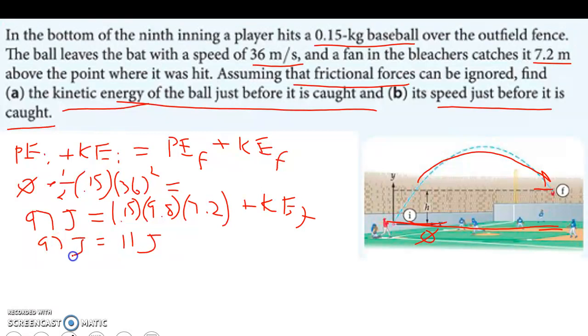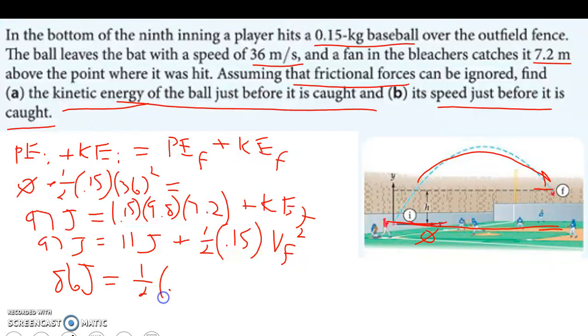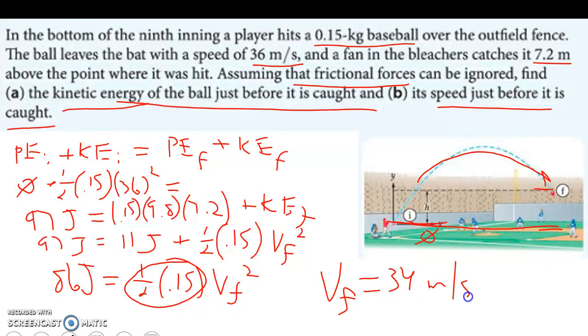I got 97 joules equals 11 joules plus 1/2 times 0.15 times the final velocity of the ball squared. I can subtract 11 from both sides, and I get 86 joules is equal to 1/2 times 0.15 Vf squared. So I divide by this, take the square root, and my final velocity of the ball is 34 meters per second.